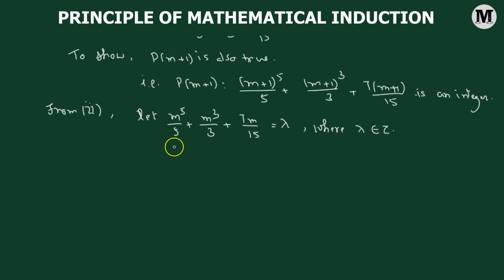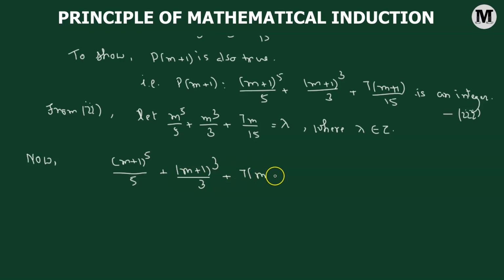Now we'll be taking the help of this to prove statement number 3. So this is going to be statement number 3. Now let's take statement number 3: m plus 1 whole raised to the power of 5 divided by 5, added to m plus 1 whole cube divided by 3, added to 7 times m plus 1 whole divided by 15.